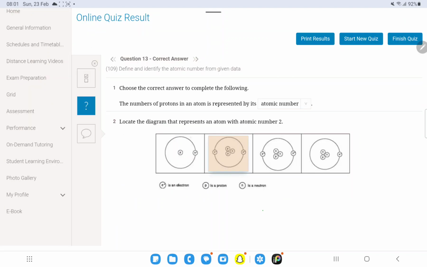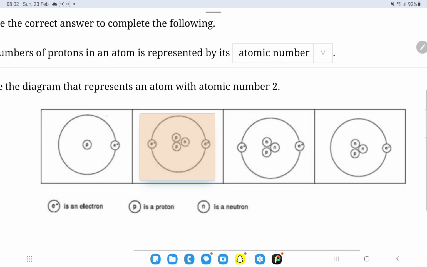The number of protons of an atom is represented by its atomic number. Protons, atomic number, just memorize it. Here they want atomic number 2, so 2 protons.